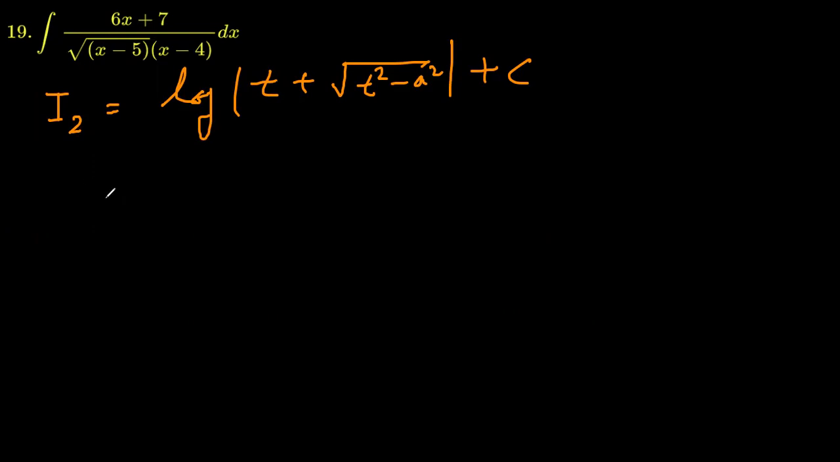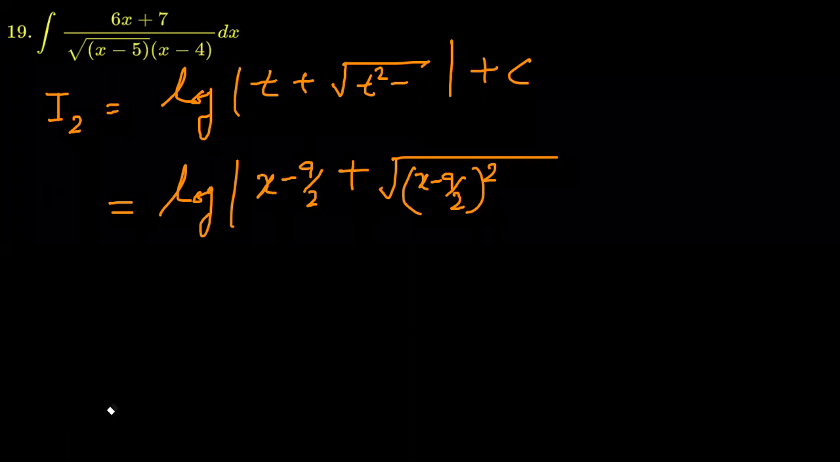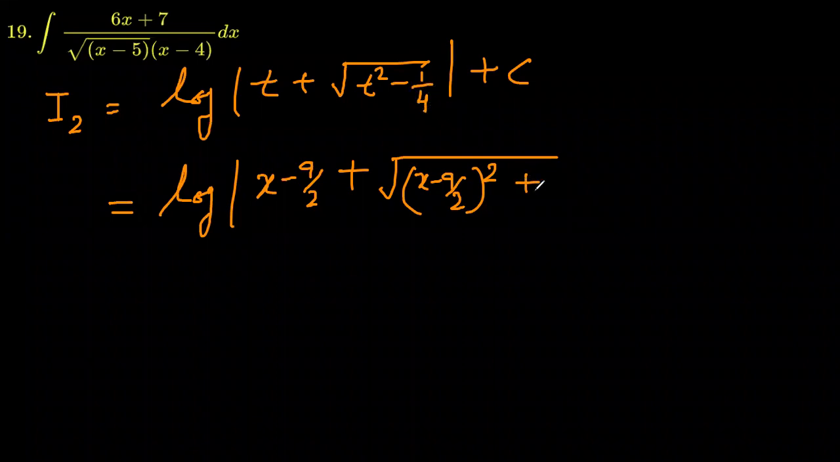Now, we would retain the value of t, and I2 would look like log of x minus 9 by 2 plus the square root. In place of t, we are going to write x minus 9 by 2 squared minus a squared. In place of a, we had half, half squared means t squared minus 1 by 4, and plus c.